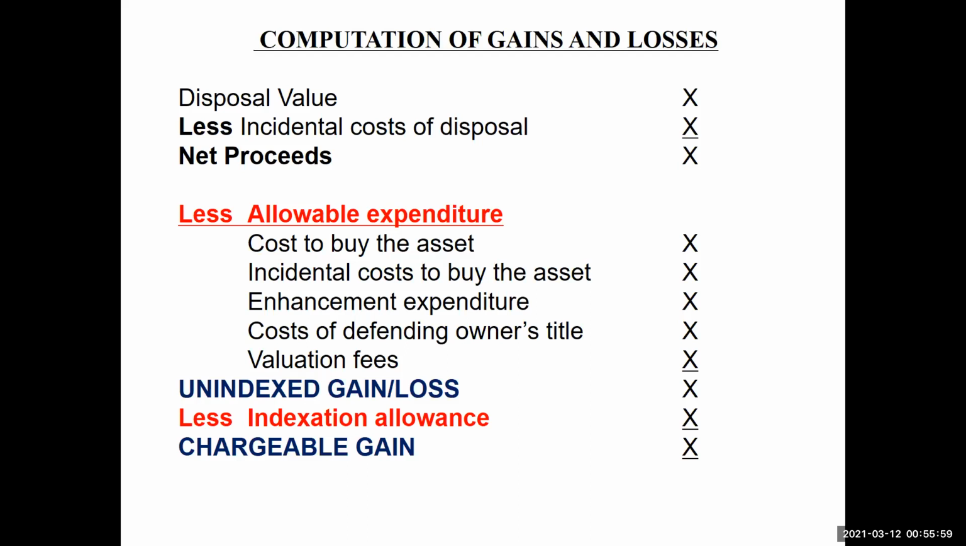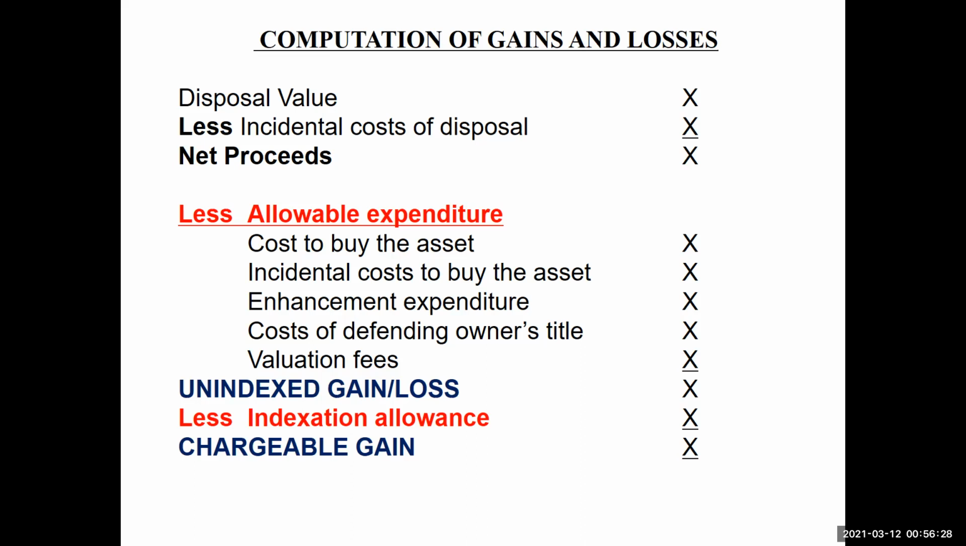Now, typically in determining these chargeable gains, we use a format where we recognize the disposal value less any incidental cost of disposal, like legal charges or valuation fees. They will come under allowable expenditure. So any legal charges which we incur as a result of disposing of these assets, we subtract from the disposal value and we get net proceeds.